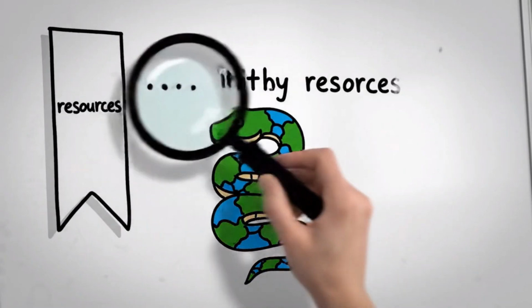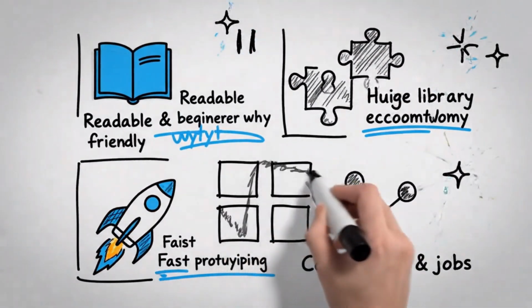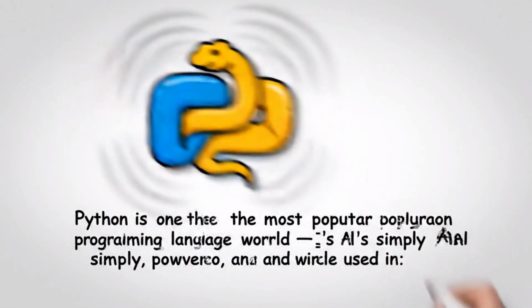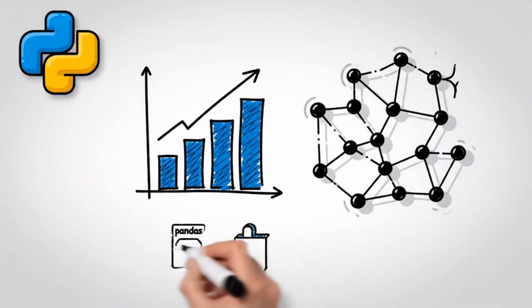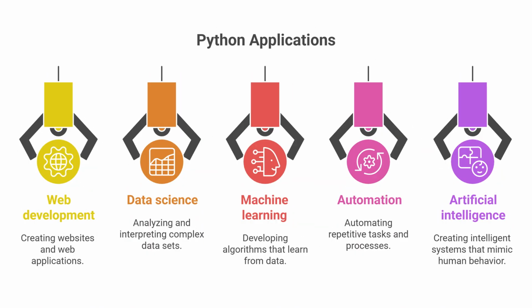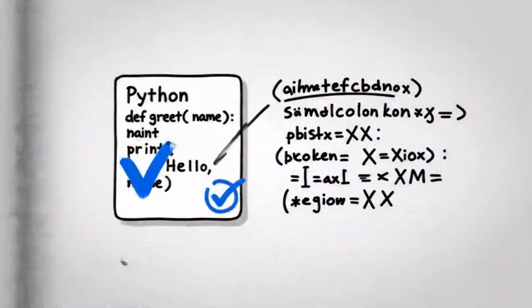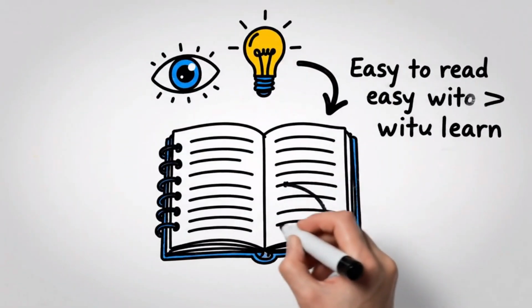Before we dive into resources, let's take a moment to understand why Python. Python is one of the most popular programming languages in the world. It's simple, powerful, and widely used in web development, data science, machine learning, automation, and artificial intelligence. After all, Python has clean, readable syntax, making it the perfect first language for beginners.